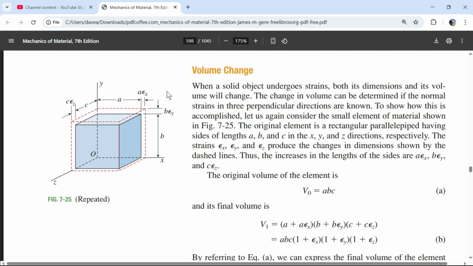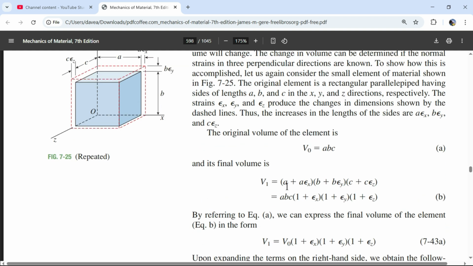This should just say change in length, and the strain associated with that for x would be change in length divided by a. We can rearrange for change in length, which is just strain times a. So that's where they get this value, strain in the x times a. These increases in length are strain in the x times a, strain in the y direction times b, and strain in the z direction times c.